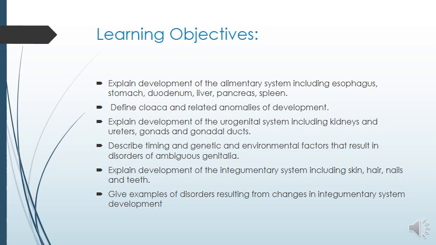the duodenum, the liver, the pancreas, and the spleen, to define cloaca and related anomalies of development, explain the development of the urogenital system, including kidneys and ureters, gonads and gonadoducts, describe timing and genetic and environmental factors that result in disorders of ambiguous genitalia, explain the development of the integumentary system, including skin, hair, nails, and teeth, and give examples of disorders resulting from changes in integumentary system development.